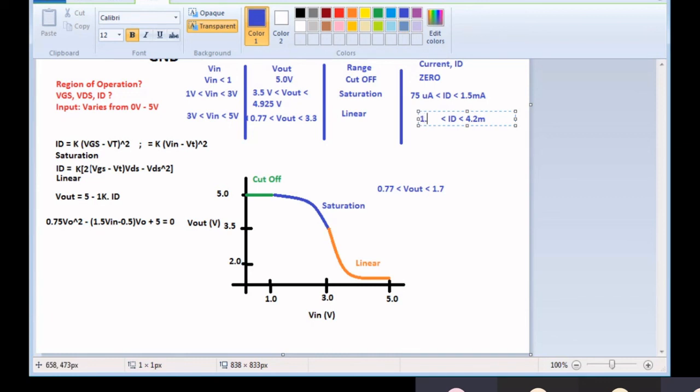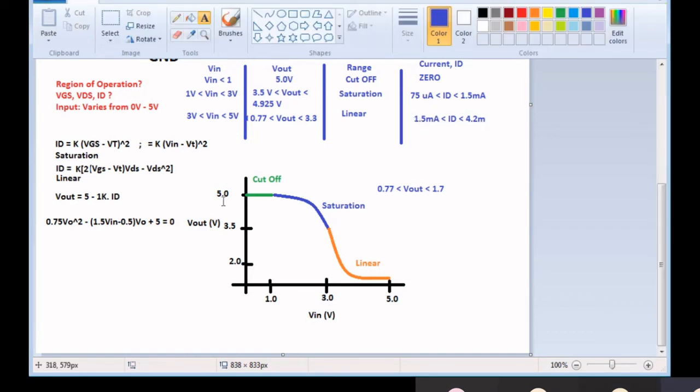So the information that is coming in this table, the graph will look something like this. Okay, so doesn't this look a little weird to you people, that from cutoff it is going to saturation and then coming to linear?